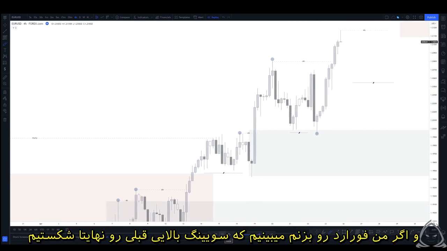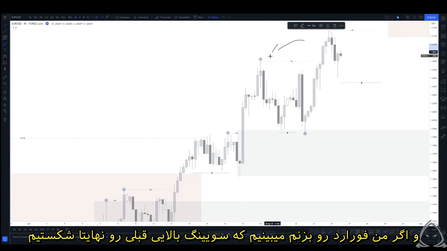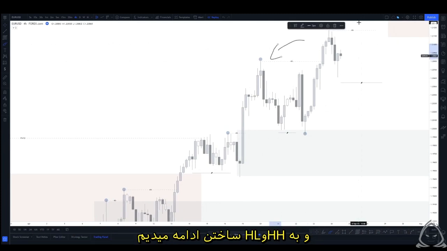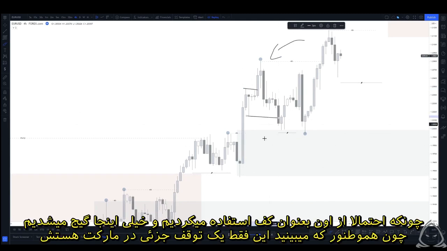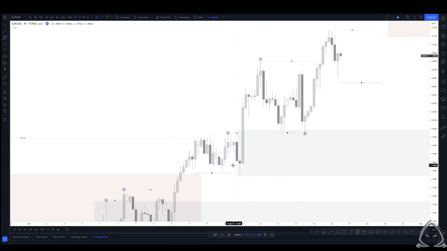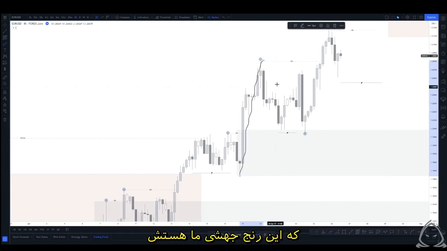And then if I just play price forward, what we can see is we end up running the previous swing high and continuing our series of higher highs and higher lows. Now, if we had used this point as 4 hour structure, then we would be looking at it in a slightly different lens, because we'd likely use something like that as a low, and we'd get really confused in this spot, because as we can see, this is just a minor pause in the markets, as this is the full impulsive range that we see.